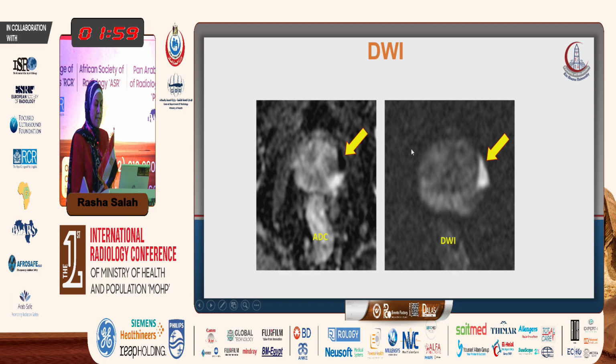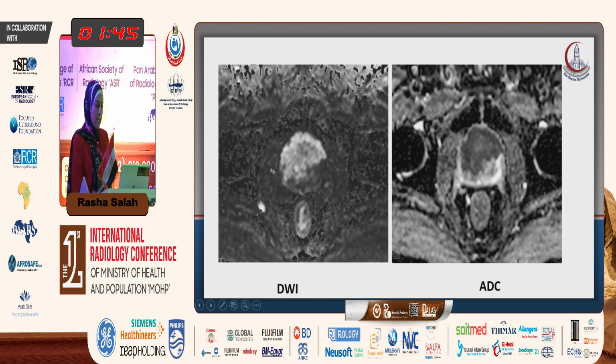Normally, we shouldn't see any restricted diffusion on the diffusion weighted image. This is a high b-value image, and this is a mass located at the peripheral zone with restricted diffusion that was confirmed on the ADC map. Another example is a sizable mass located at the anterior prostate, including the central gland and anterior fibromuscular stroma, with the corresponding ADC map confirming this restricted diffusion.